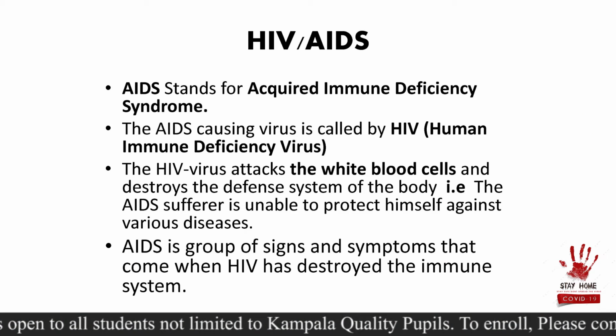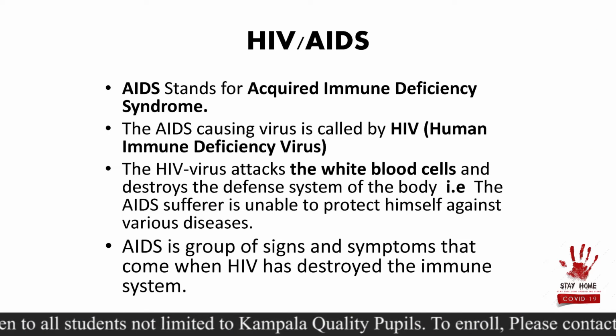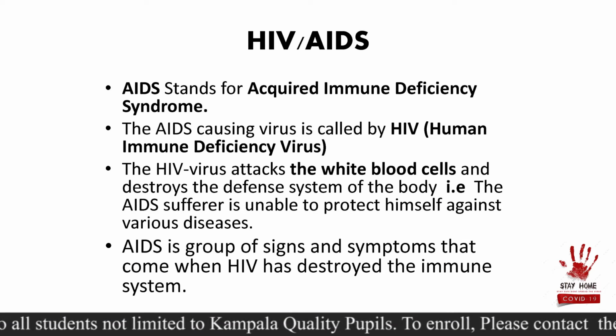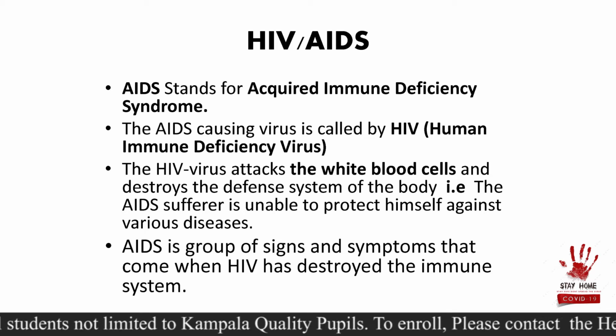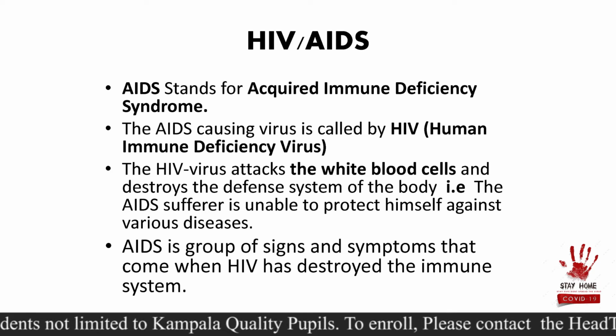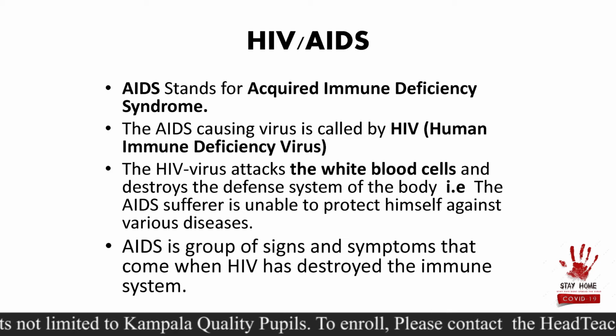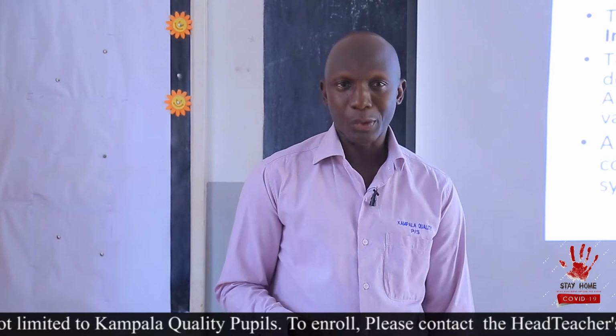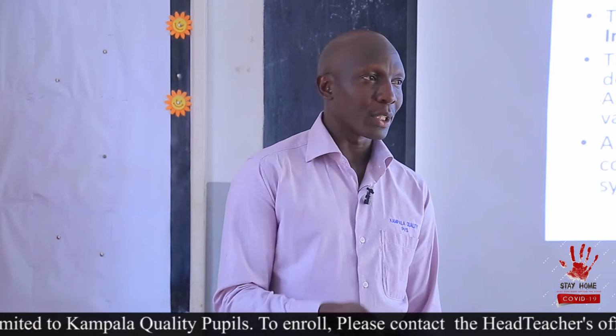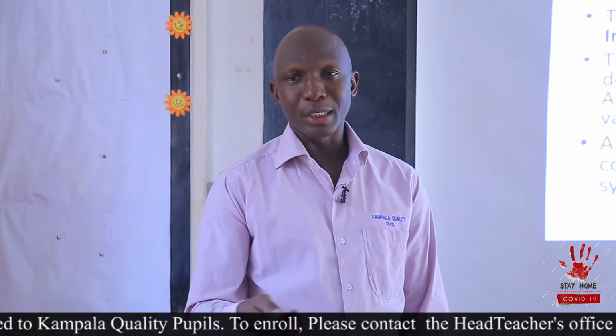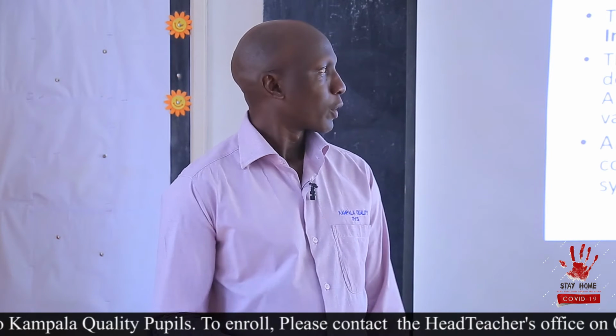Now AIDS basically is a group of signs and symptoms that come when HIV has destroyed the immune system. You should find out that you don't have AIDS unless you have shown those signs and symptoms, as we are going to see later on. So don't start pointing at people and say, this person has got AIDS because of A, B, C, D. Right? So we don't have that.